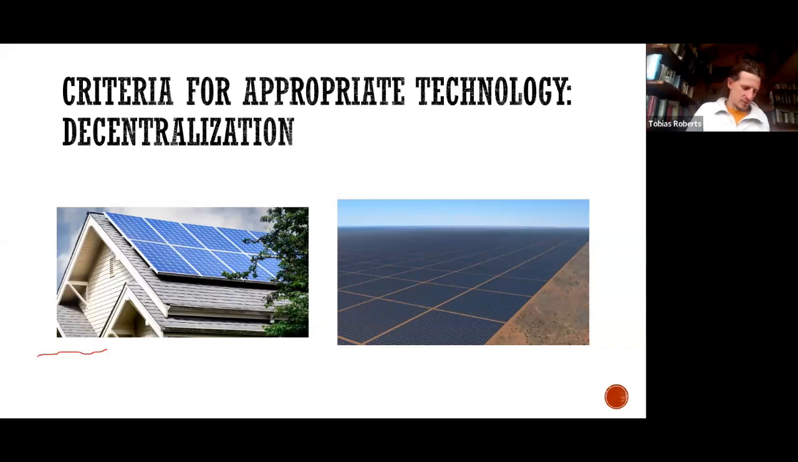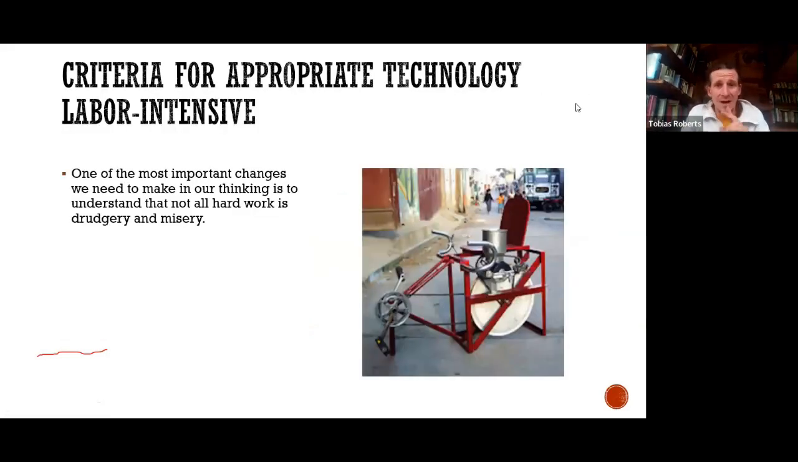Let's move to the next one here. Kind of running out of time, so I'm going to try and go a little bit quicker. The next one is criteria for appropriate technology. It should be labor intensive, and that's something that's very contradictory. A lot of us think that what we need is more labor saving technologies. But appropriate technology might mean that we have to work harder.